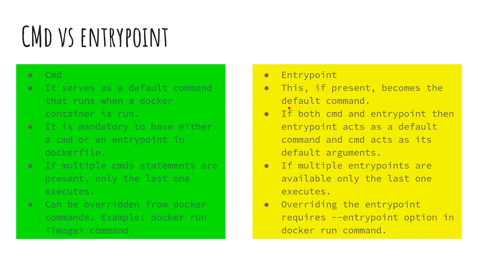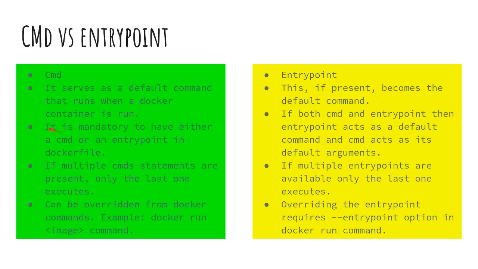The entry point, if it is present, becomes the default command. So when you don't have a CMD present inside your Docker file and you just have an entry point, that becomes the entry point. This also gives us an important indication that in a Docker file, we should always have either of them. We can have both of them as well. We should have CMD or an entry point or both of them. But without these two, there's no point having a Docker file, because then we wouldn't have anything to run when the Docker container is run.